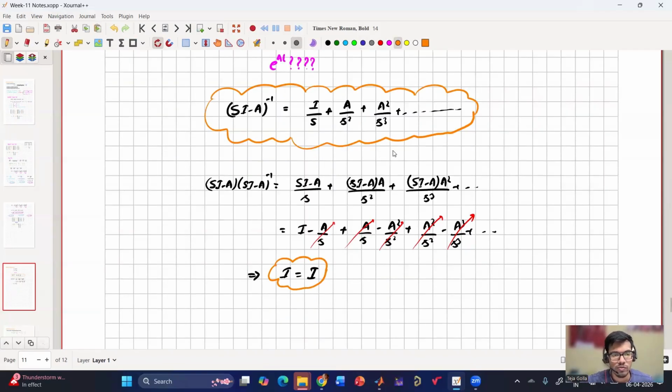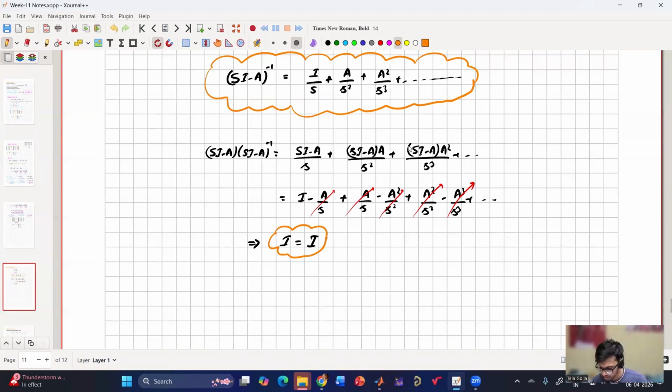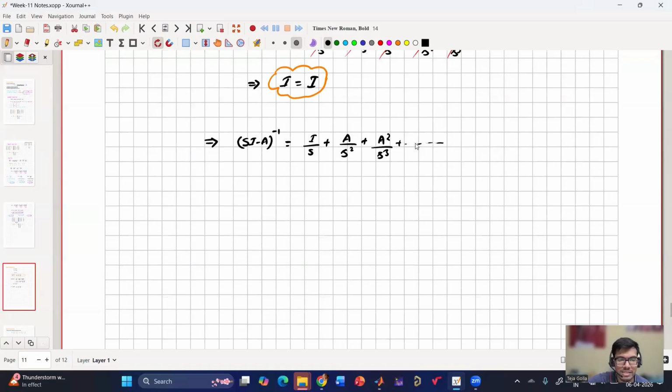So now using this (sI minus A) inverse, how am I going to calculate e to the power At? So first let us rewrite this (sI minus A) inverse again. (sI minus A) inverse is equal to I by s plus A by s square plus A square by s cube plus up to so on. So now let us do the Laplace inverse of this. The left side is the Laplace inverse of (sI minus A) inverse.